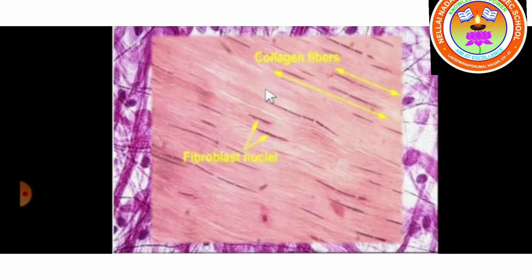They consist of parallel bundles of collagen fibers. Here you can see the bundles are arranged parallel. They are made up of collagen fibers, between which are present rows of fibroblasts. Fibroblasts are provided with a nucleus.